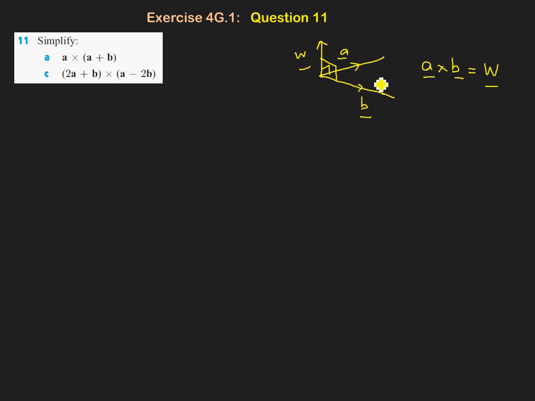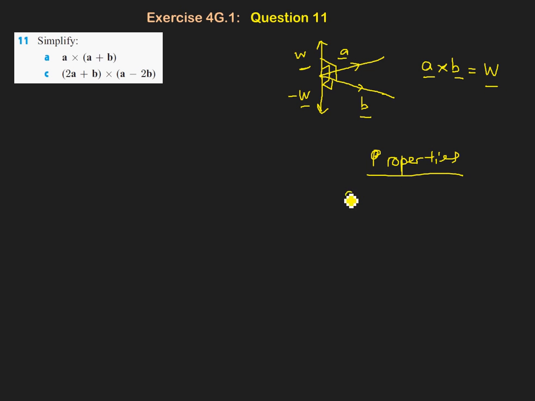Remember, this is going to be a vector that is perpendicular to A and B. There is a possibility, and it's very probable, of course, that W is going the other direction. When that occurs, we will write negative W, but this negative W is still perpendicular to A and B. As a result of this, there are a few very interesting properties.